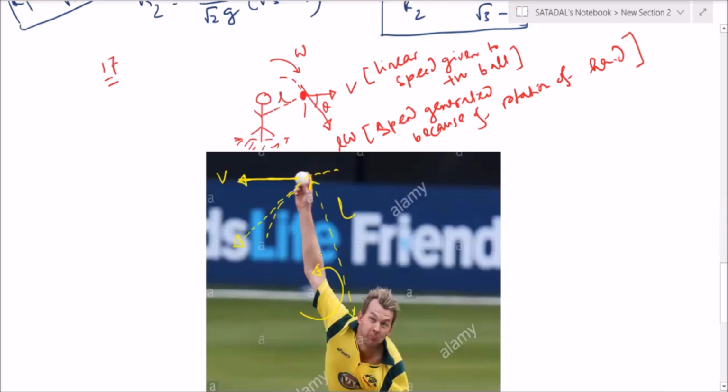This angle, whatever you are seeing here, ICC has some rule that this much angle must be bent. More than that, then he will be called a chucker. But anyway, I'm considering this length to be linear. This is L. If he's rotating his arm with angular speed omega, then the linear speed will be omega into L. I hope this is clear now, right? So this angle I'm taking to be theta. Correct? I will show you another thing so that you get a perfect understanding.